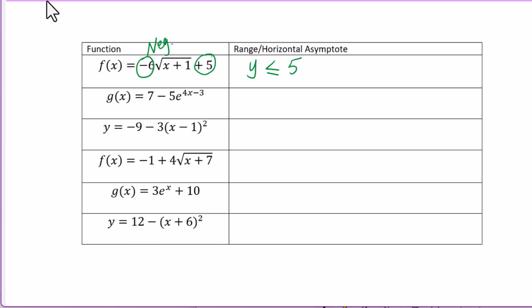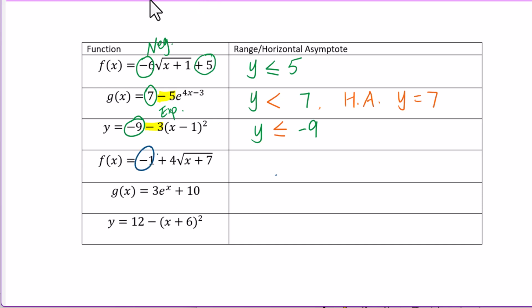For the second question, this is an exponential function. 7 is the constant number. Then for y, this a is negative, so we have y less than 7. The horizontal asymptote line is y equals 7. For the quadratic function, negative 9. Negative 3 is a, it's negative, so y less than or equal to negative 9.